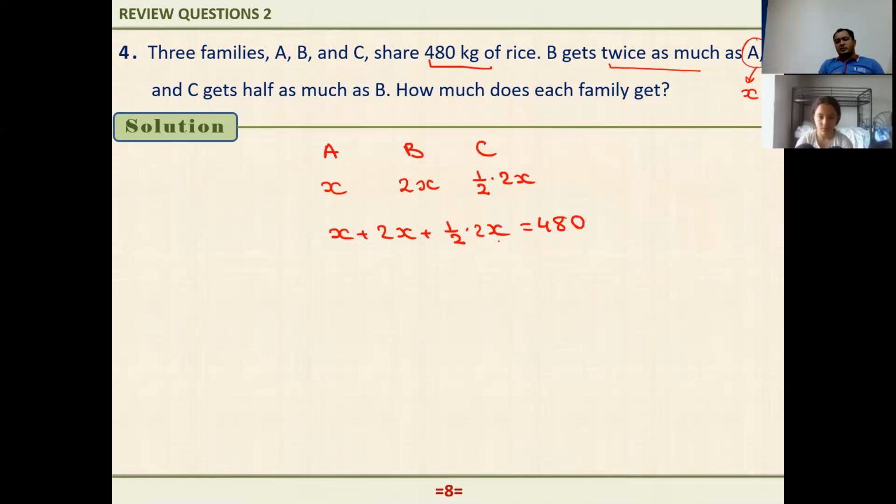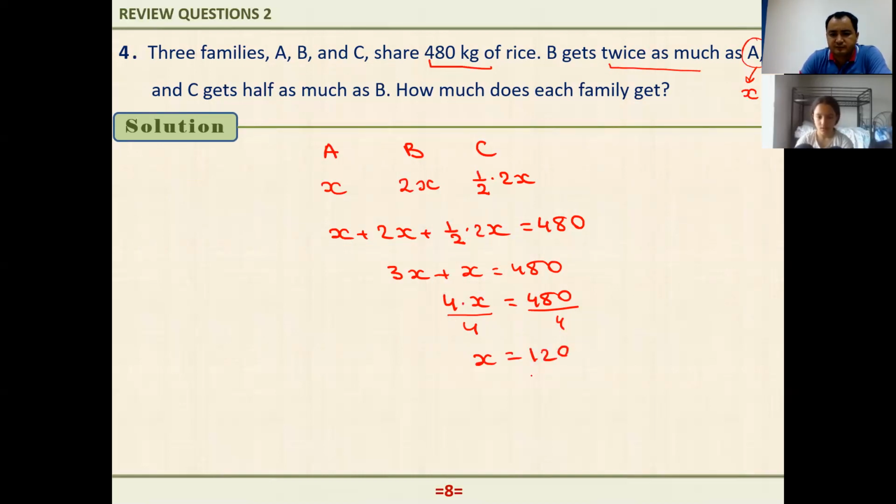That is our algebraic equation, right? So we have converted this problem into a mathematical problem, an equation. We know how to solve this. Here we have X plus 2X plus X, it is 4 times X equals 480. Both sides divided by 4. And here we have X. 480 divided by 4.